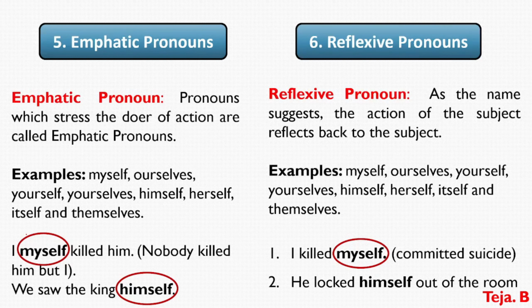In the second sentence, he looked himself out of the door. Whom did he look? He looked himself. That's why the pronoun reflects the action back to the subject. That's why this is called a reflexive pronoun. Next one.